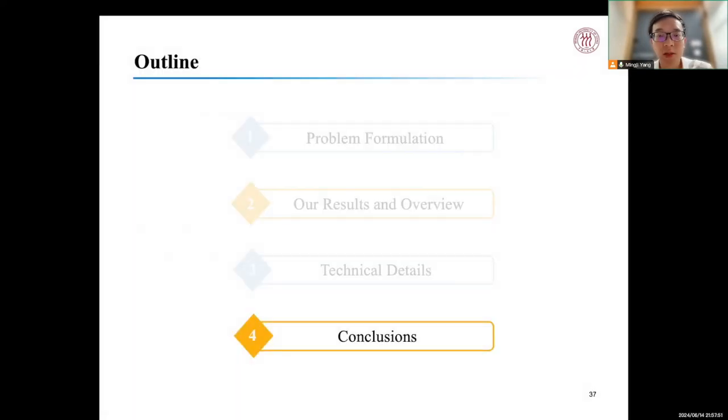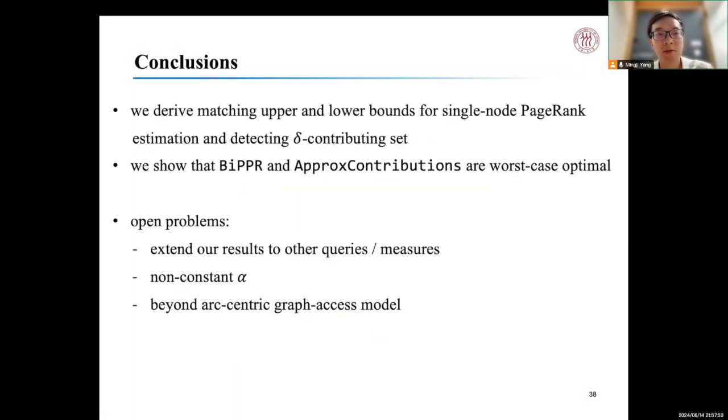And finally are the conclusions. In this work, we derive matching upper and lower bounds for single node PageRank estimation and detecting the delta-contributing sets. We showed that the known algorithms of BiPPR and approx contributions are already worst-case optimal.